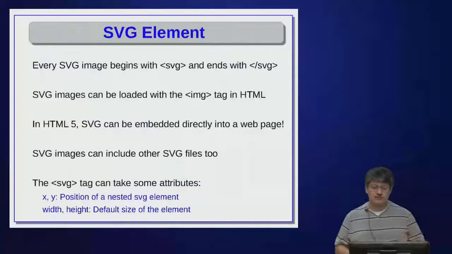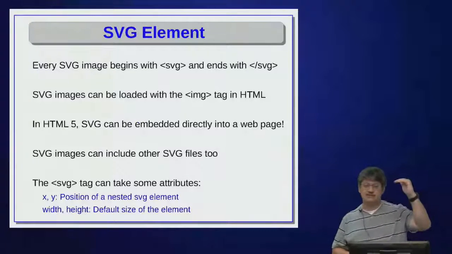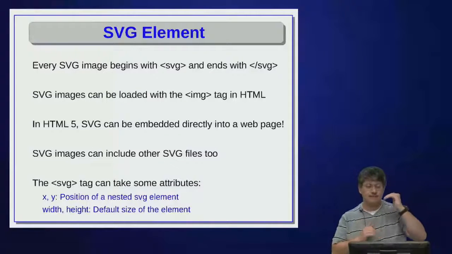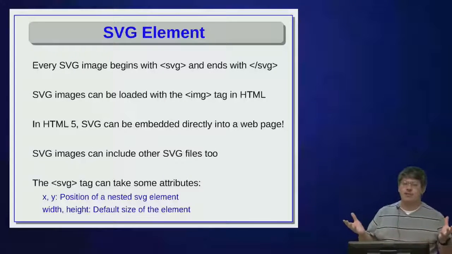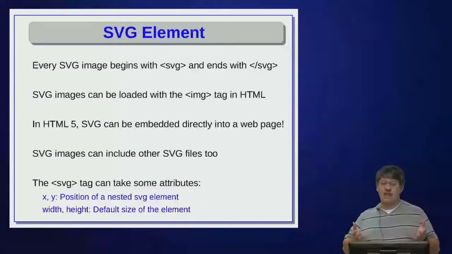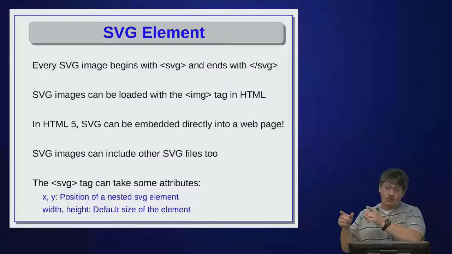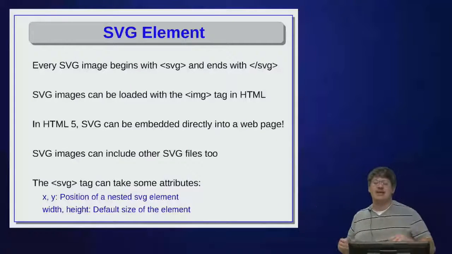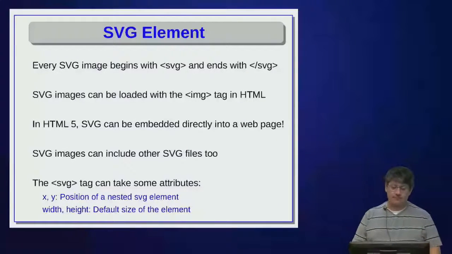So a little bit about this. First of all, every image begins with SVG and ends with /SVG. There's a couple different ways we can load them into a web page. One way to do that is to load it with the IMG tag, just like we do with raster images, with bitmap images. If I load a JPEG or a PNG, I can use an IMG tag with an alt attribute and a source attribute and load the image into the page that way.